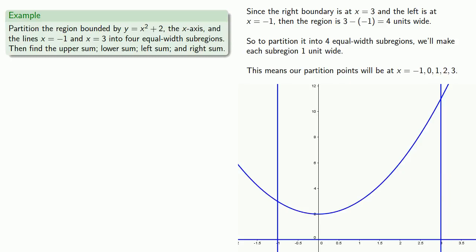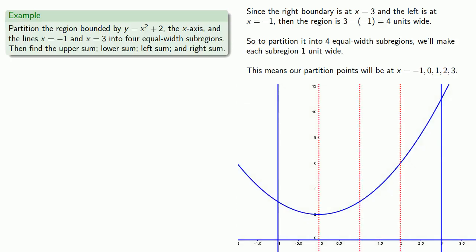So let's go ahead and draw some vertical lines through those points. Now it'll also be useful to know where these vertical lines intersect the top and bottom curves, so we'll locate those points. Now for this problem, the bottom is always going to be along the x-axis, and the top is always going to be along our curve, so we'll locate these points of intersection. And now we're ready to draw some rectangles.